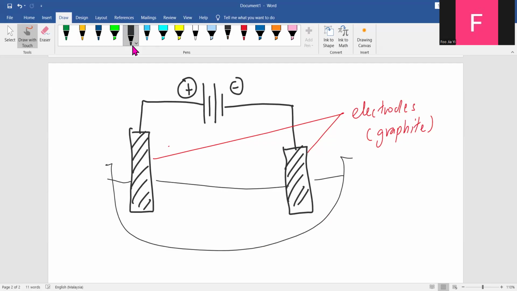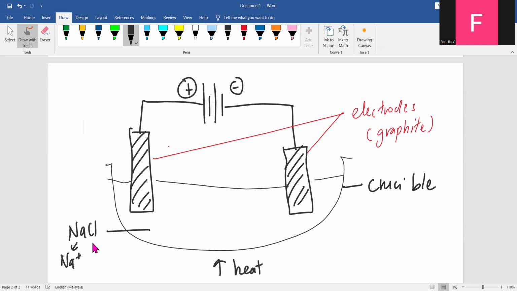Now we put it in something called a crucible. Why can't we put it in a beaker? Because we're going to heat it up until it melts. If you put it in a beaker, the beaker will break. A crucible is made from ceramic, porcelain. A beaker is made from glass. So here you put, let's say, sodium chloride, an ionic compound. When it melts, it becomes sodium ion and chloride ion, and they swim around freely.